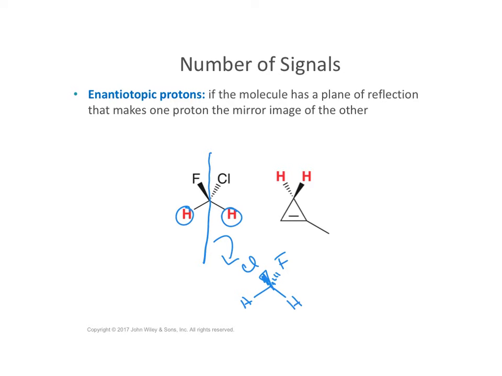The same with this molecule. These hydrogens, if I have the mirror plane going through the molecule like this, these hydrogens reflect each other, but there's no way to rotate this molecule and have them exchange.